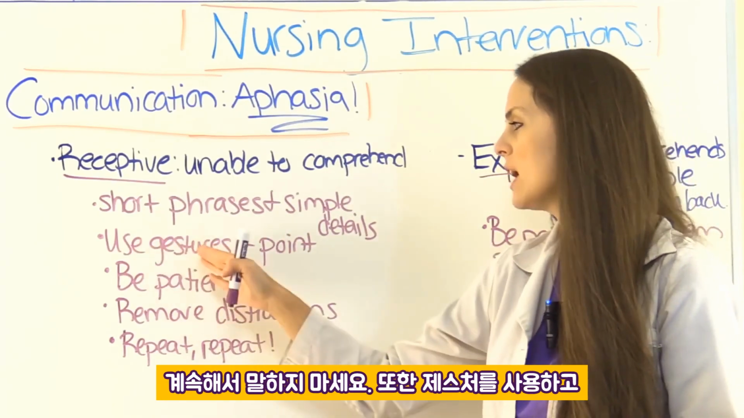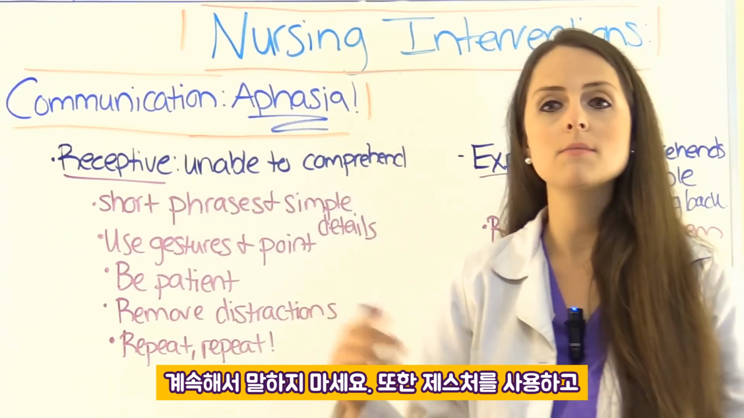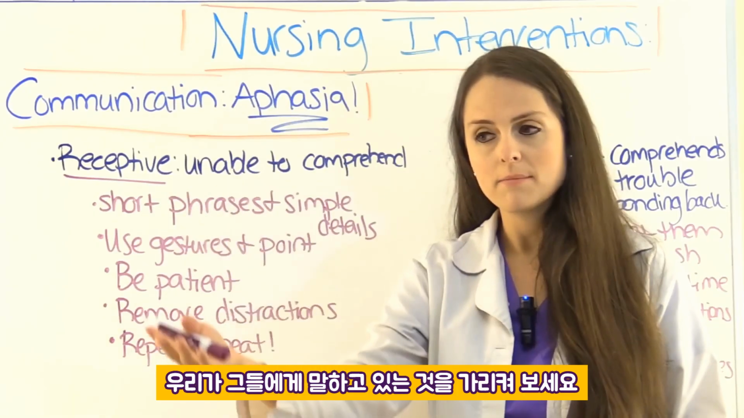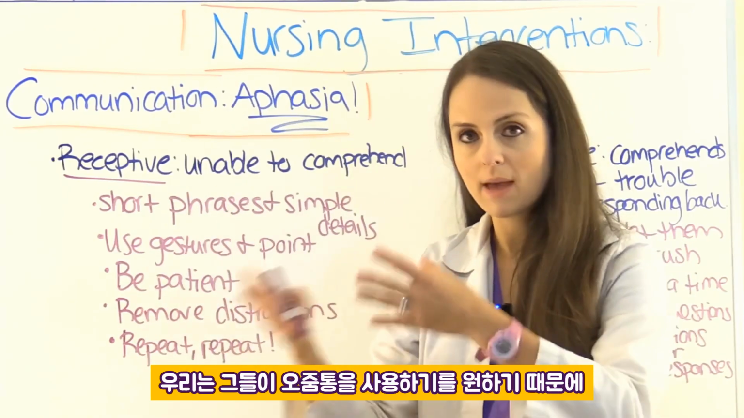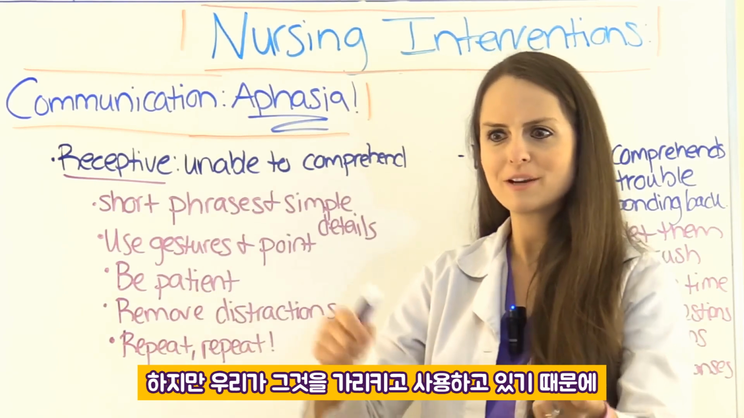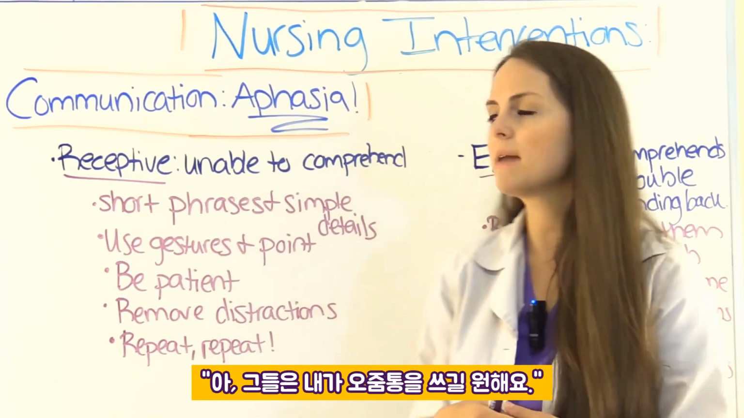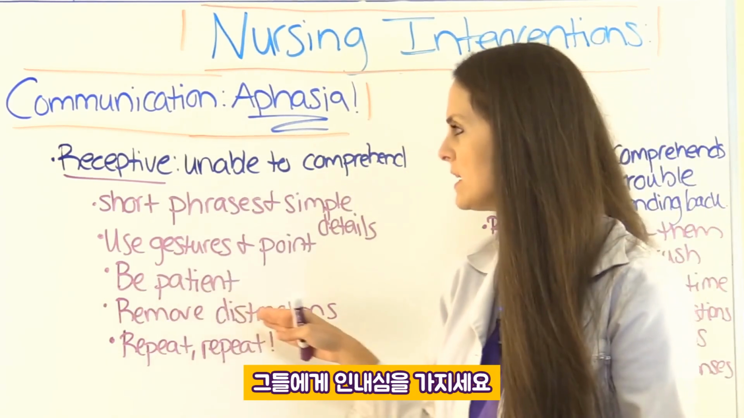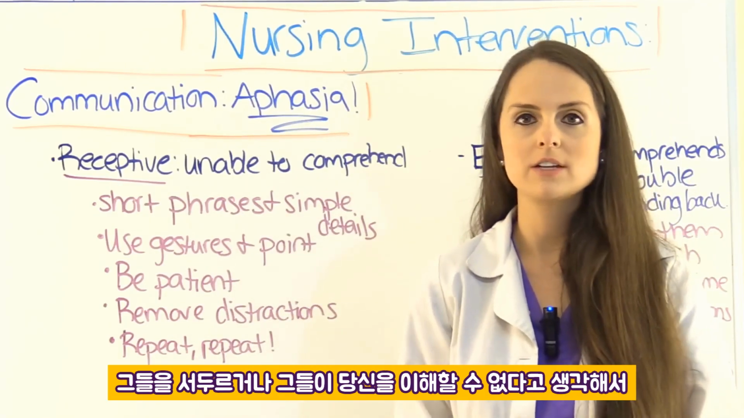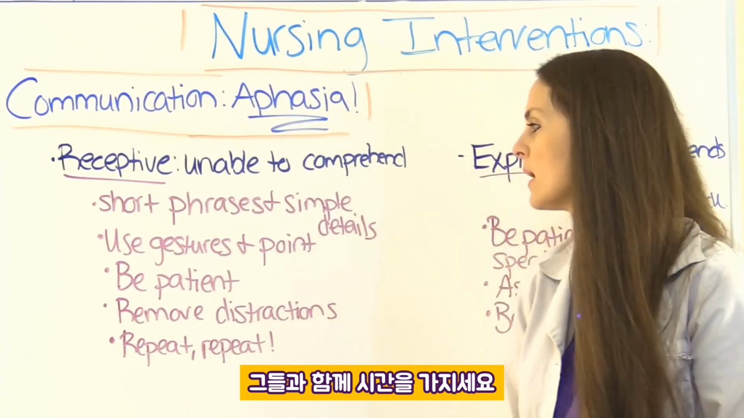Also, use gestures and point to things that we're talking to them about, because if we want them to use the bedpan, we can show them the bedpan, and they may not understand that word we're saying, but since we're pointing to it and using that, they'll get the idea. Oh, they want me to use the bedpan. Be patient with them. Don't rush them or just walk off because you think that they can't understand you. Take your time with them.